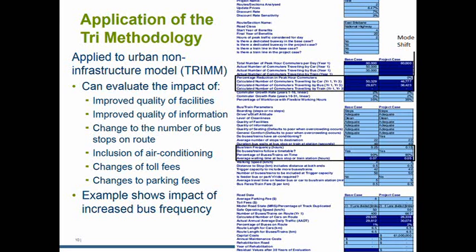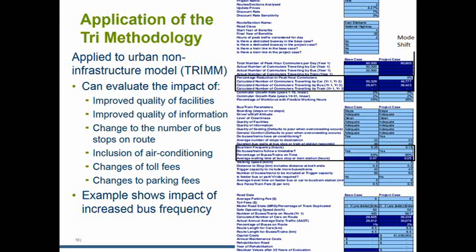What this model can do is we've got sensitivity here to things such as improved quality of facilities, improved quality of information, changes to the number of buses or trains, inclusion of air conditioning, changes to tolls and fees, and changes to parking fees. All of these things fit into the model, and all of these parameters shape the function, the distribution of perceived costs. So we have a median and we have a low and a maximum that shapes our perceived costs.